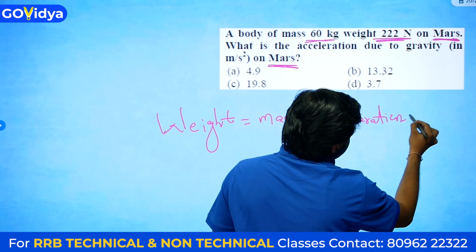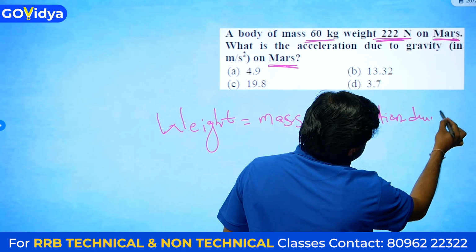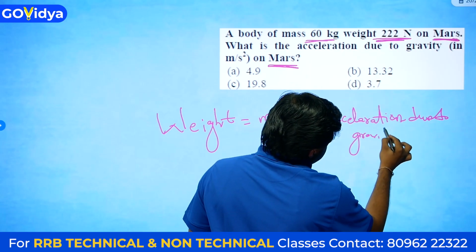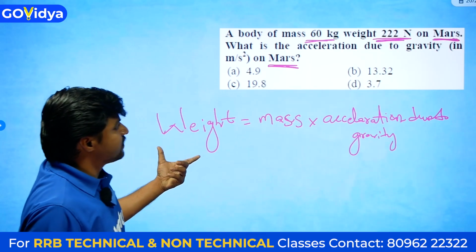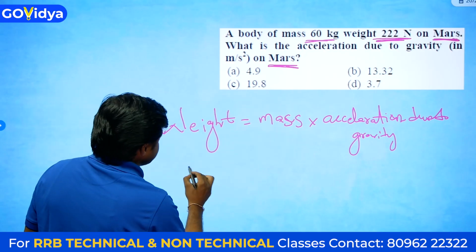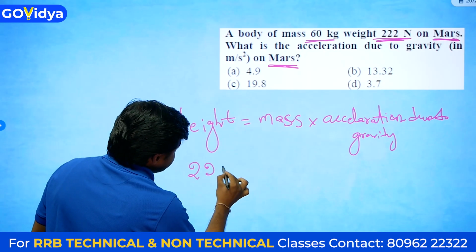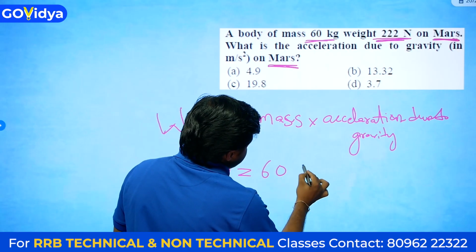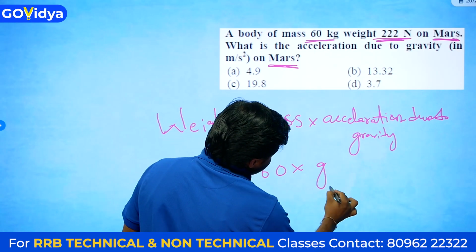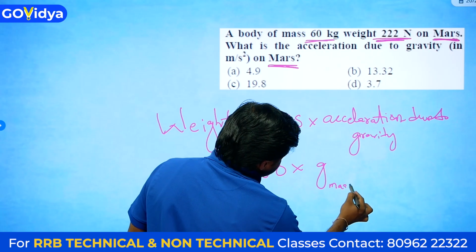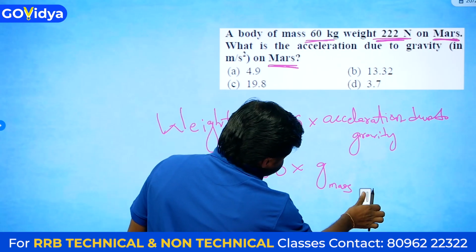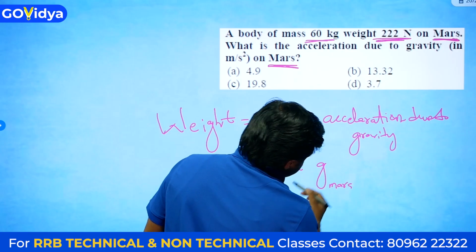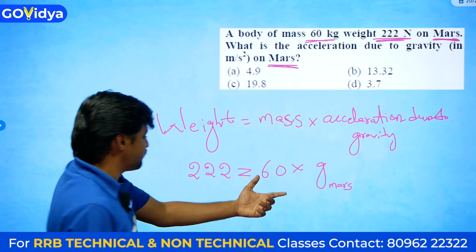Acceleration due to gravity. Weight is given. How much weight? 222 newtons. And mass is also given, 60 kgs. Acceleration we have to find. Acceleration due to gravity of Mars, not the moon.